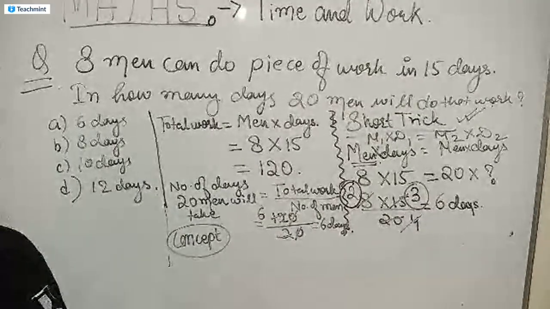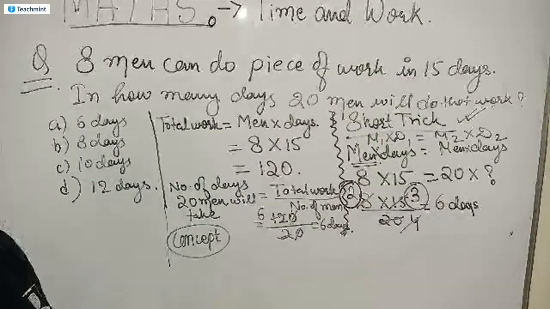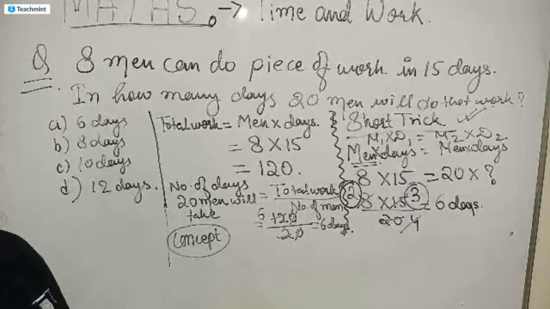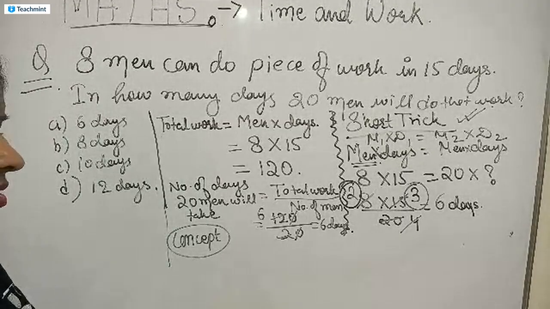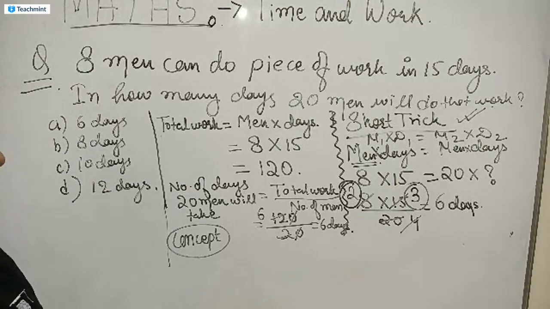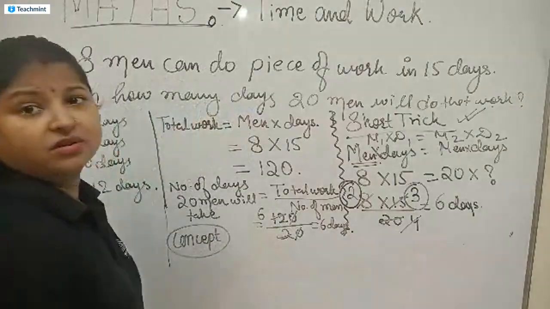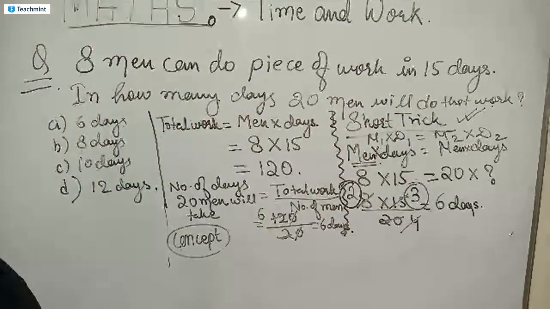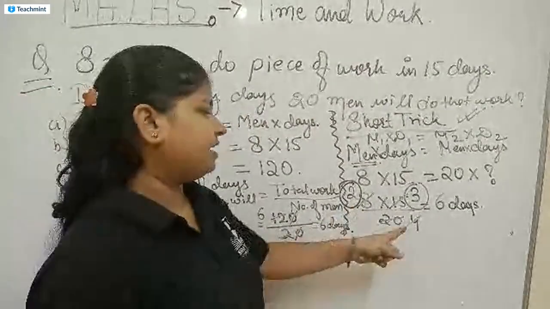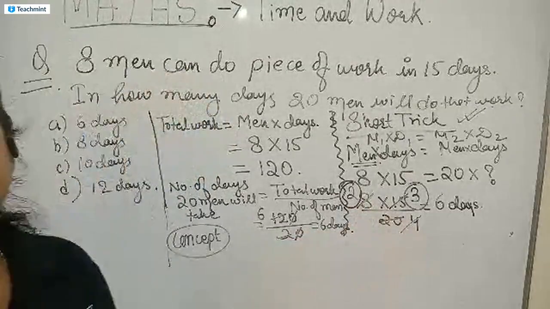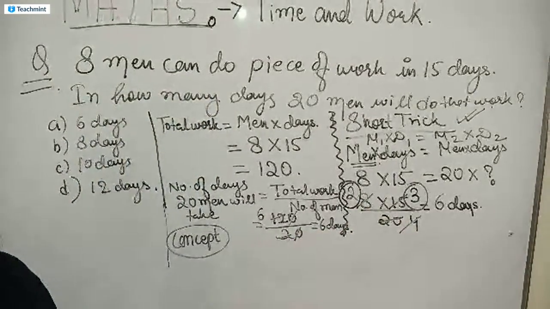Yes, Sahil Shabana. I have written 4 there, ma'am. 8 into 15, 20. Ma'am, 4 you have written. Beta, 4 I have written because I divided this 20 by 5. That's why 4. And then I will cut this 8 by 4. So I got 2. Okay, ma'am.